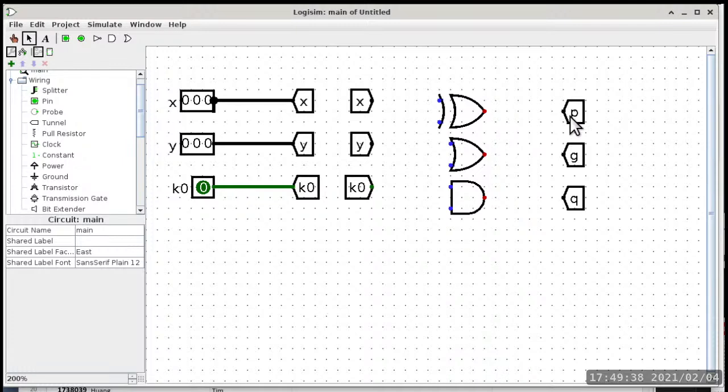P is defined to be the disjunction between x and y, G is defined to be the conjunction between x and y, and Q is defined to be the exclusive OR between x and y. And I'm not going to repeat where you find all those definitions. They are all in the modules, okay? And we talked about it in the synchronous lecture as well.